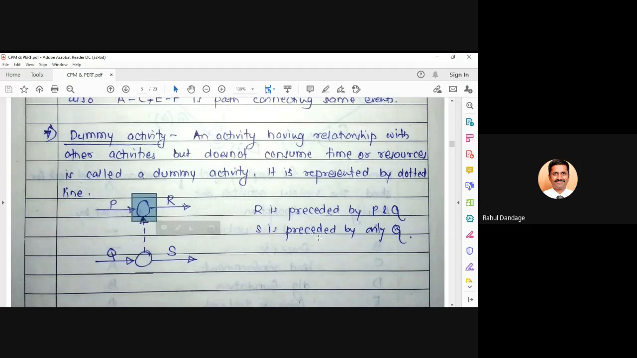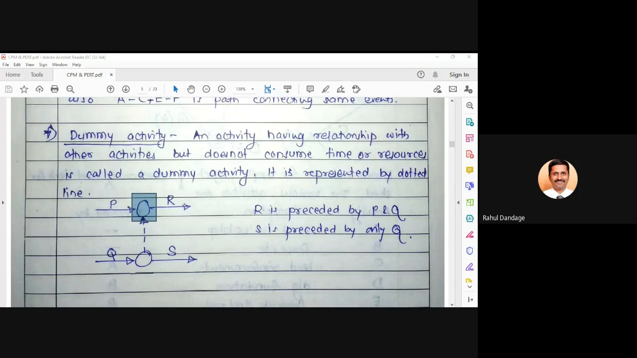Is it correct? Let us not take into account this S activity. Only focus on the R activity, which can be started only when both P and Q have finished. So ideally, this Q should have been connected to this node or event. Do you agree with this? Yes. Okay. But why is it shown like this?